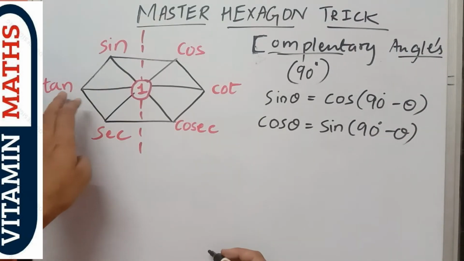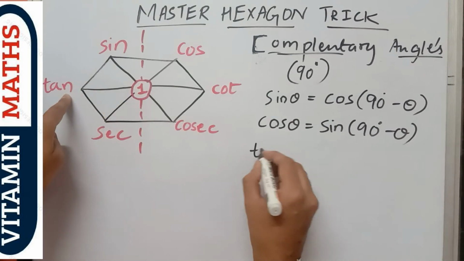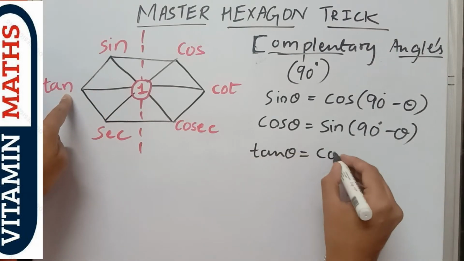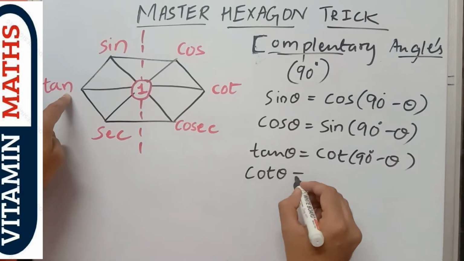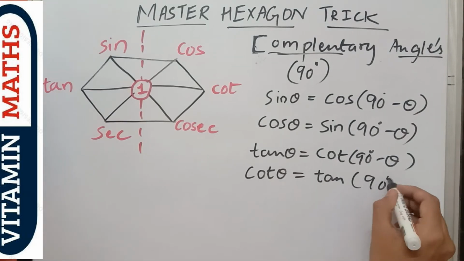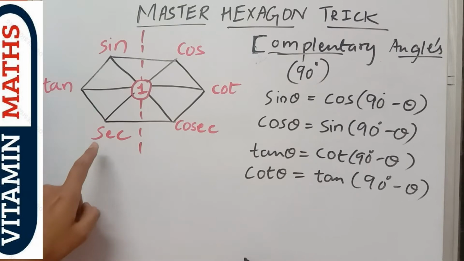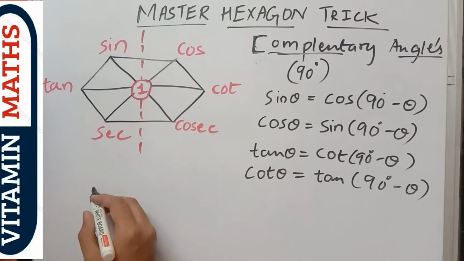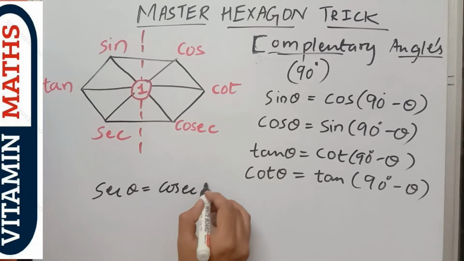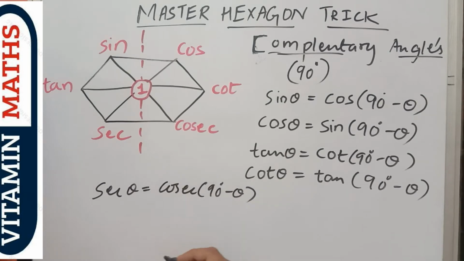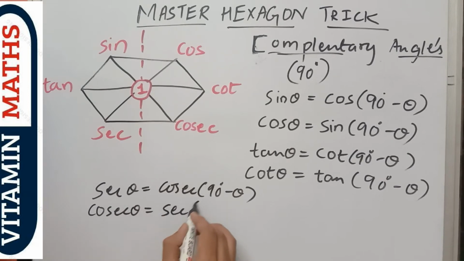Okay, next one you see here, tan and cot. Tan theta is equal to cot of 90 degree minus theta, and in the same way cot theta is equal to tan of 90 degree minus theta. So lastly sec and cosec, so I will write them here. Sec theta is equal to cosec of 90 degree minus theta, or even cosec theta is equal to sec of 90 degree minus theta. So these are the complementary angle formulas.